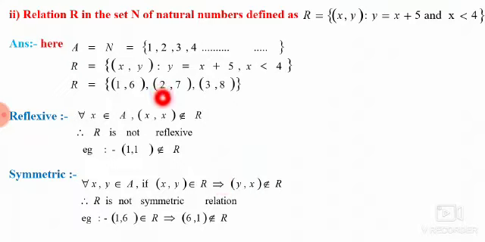If I select the ordered pair (2, 7) belonging to the relation R, the reverse ordered pair of (2, 7) is (7, 2), which is not there in this relation. That's why this relation is not symmetric. Likewise (3, 8) belongs to R, but (8, 3) does not belong to R. Hence the given relation is not a symmetric relation.